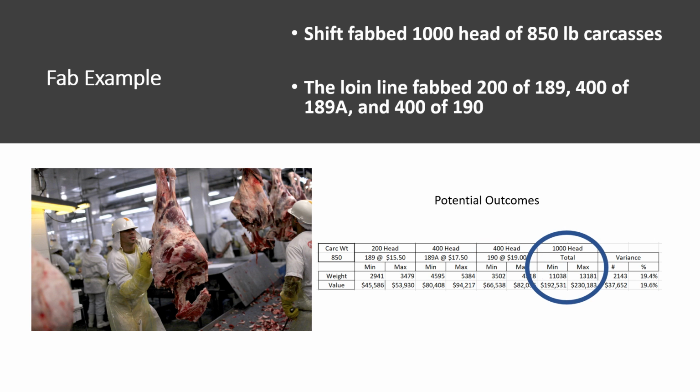For 1,000 head, we've got a variance of over 2,000 pounds and a dollar variance, because of the value of this subprimal, of $37,000.